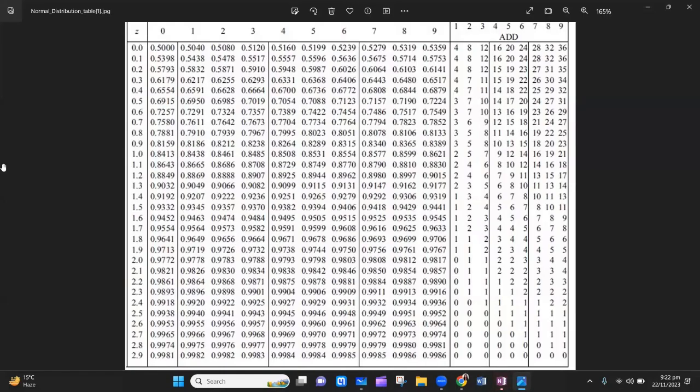Two point four is here, 6 is here, so it's going to be this. Also there's an 8 in the end, which is right here, so you have to add 2 to the last number. So 0.9931 and 2 in the end, so 0.9933. That would be the answer.